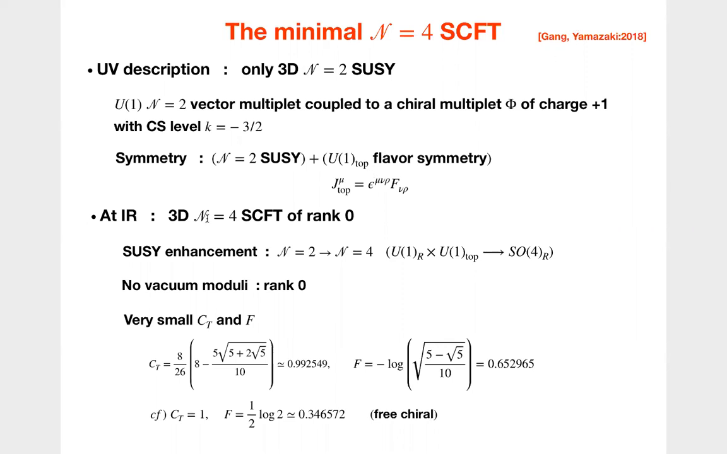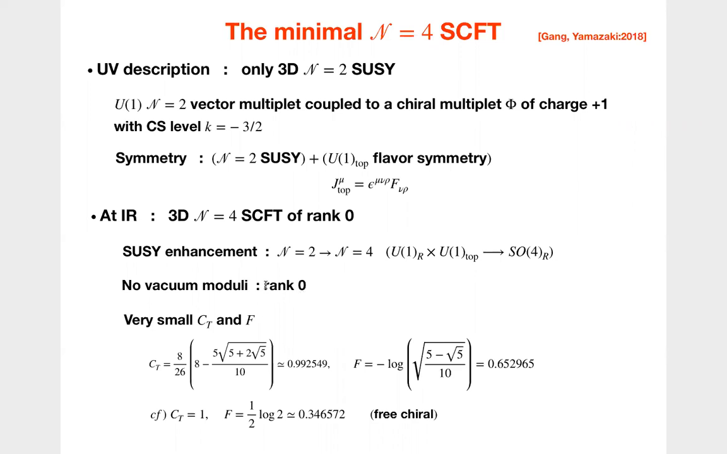In this paper, we argue that this N=2 gauge theory will flow to an N=4 CFT in the IR. So there is supersymmetry enhancement, and the N=2 supersymmetry is enhanced to N=4. Under the enhancement, the U(1) R symmetry of the N=2 theory combined with the U(1) topological symmetry will become the SO(4) R symmetry. And this theory does not have any vacuum moduli space. So in N=4 language, it doesn't have a Coulomb branch, a Higgs branch, or even mixed branches. So this corresponds to rank 0 CFTs.